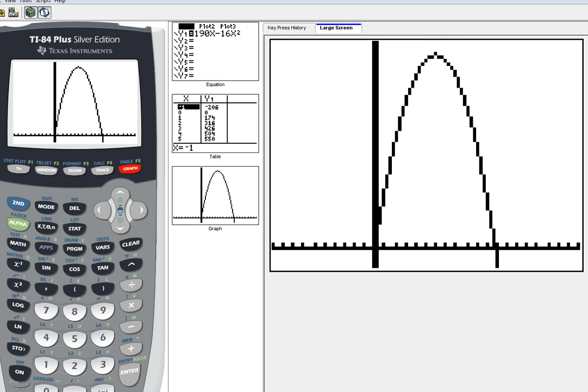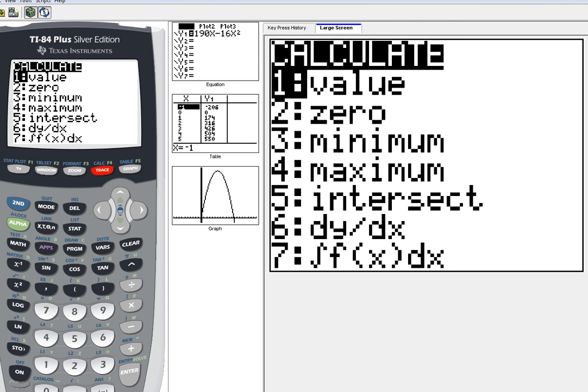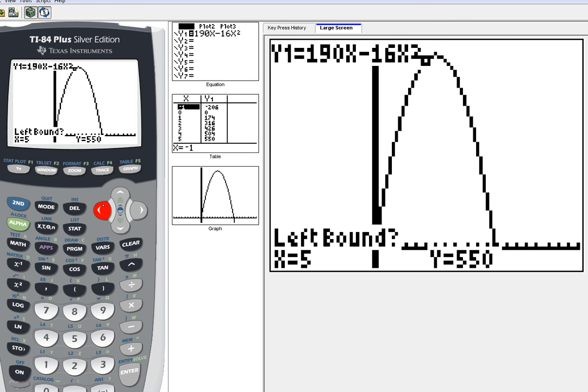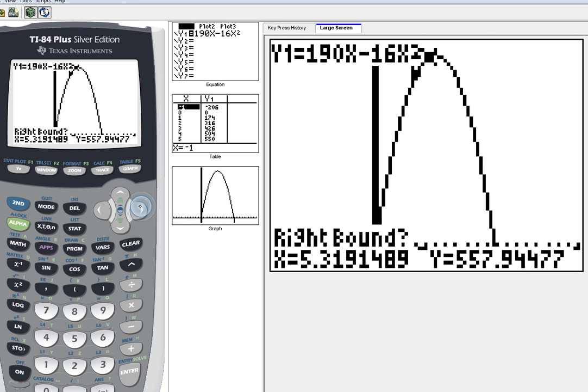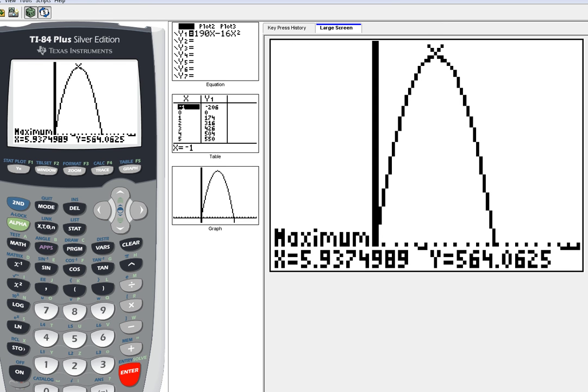They asked for the maximum height, so I can kind of move my cursor and I could try to find that, but that's not going to give me the exact height. In order to get the exact height, I have to hit second trace, which is calculate. I want to calculate the maximum, so that's number 4. Remember we did this before? It says left bound, so I go to the left of the hill, and then I go over the hill for the right bound. Hit enter, and then for the guess I go right on the hill, hit enter, and the maximum value would be my y value.